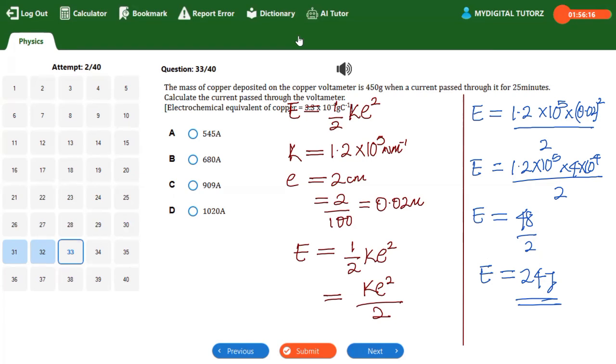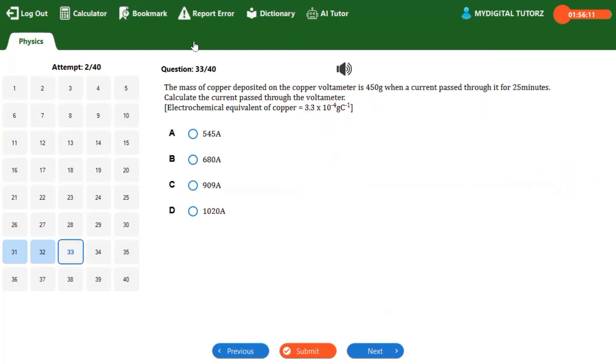33 says, the mass of copper deposited on the copper voltameter is 450 grams when a current is passed through it for 25 minutes. So calculate the current passing through the voltameter. This is under Faraday's first law, that the mass of copper deposited is proportional to the charges passing through it. And that gives us this formula, M equal to ZIt.